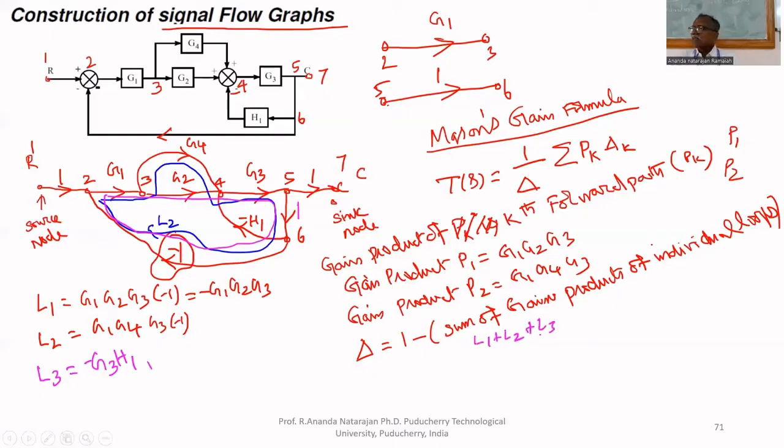L1 is the gain product of an individual loop. L2 is the gain product of another individual loop. L3 is the gain product of another individual loop.